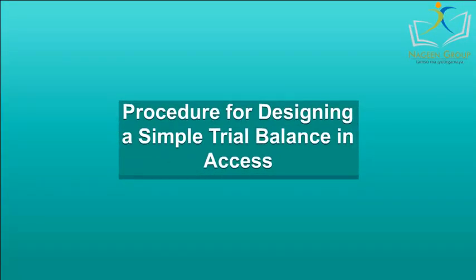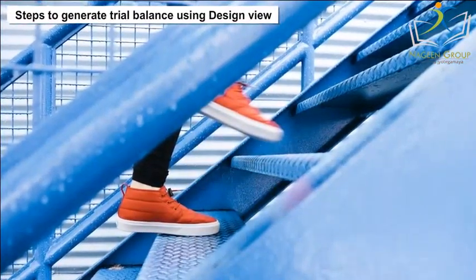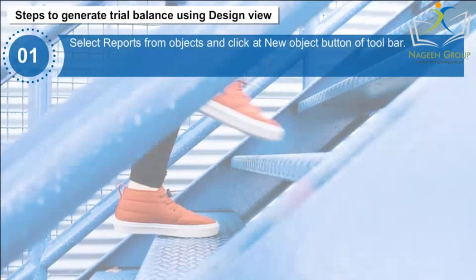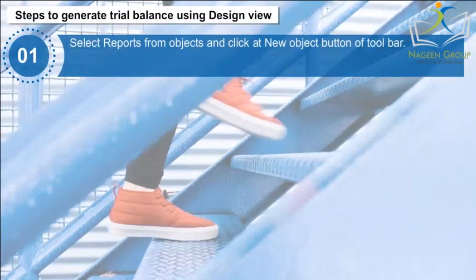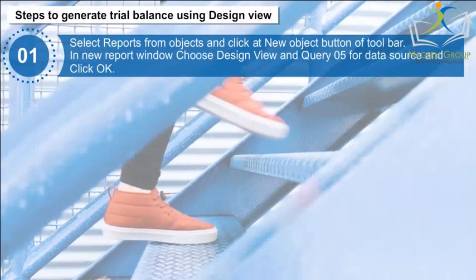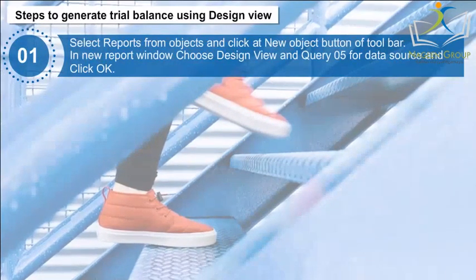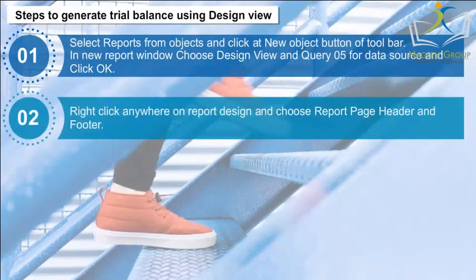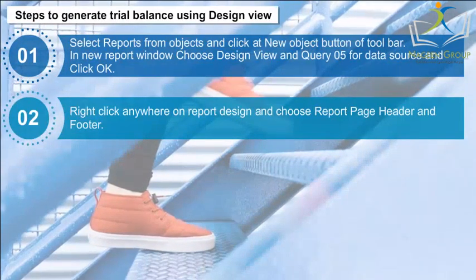Procedure of designing a simple trial balance in Access. Steps to generate trial balance using Design View. 1. Select Reports from objects and click the Add New Object button of the toolbar. In the New Report window, choose Design View and Query 05 for data source and click OK. 2. Right-click anywhere on Report Design and choose Report Page, Header and Footer.